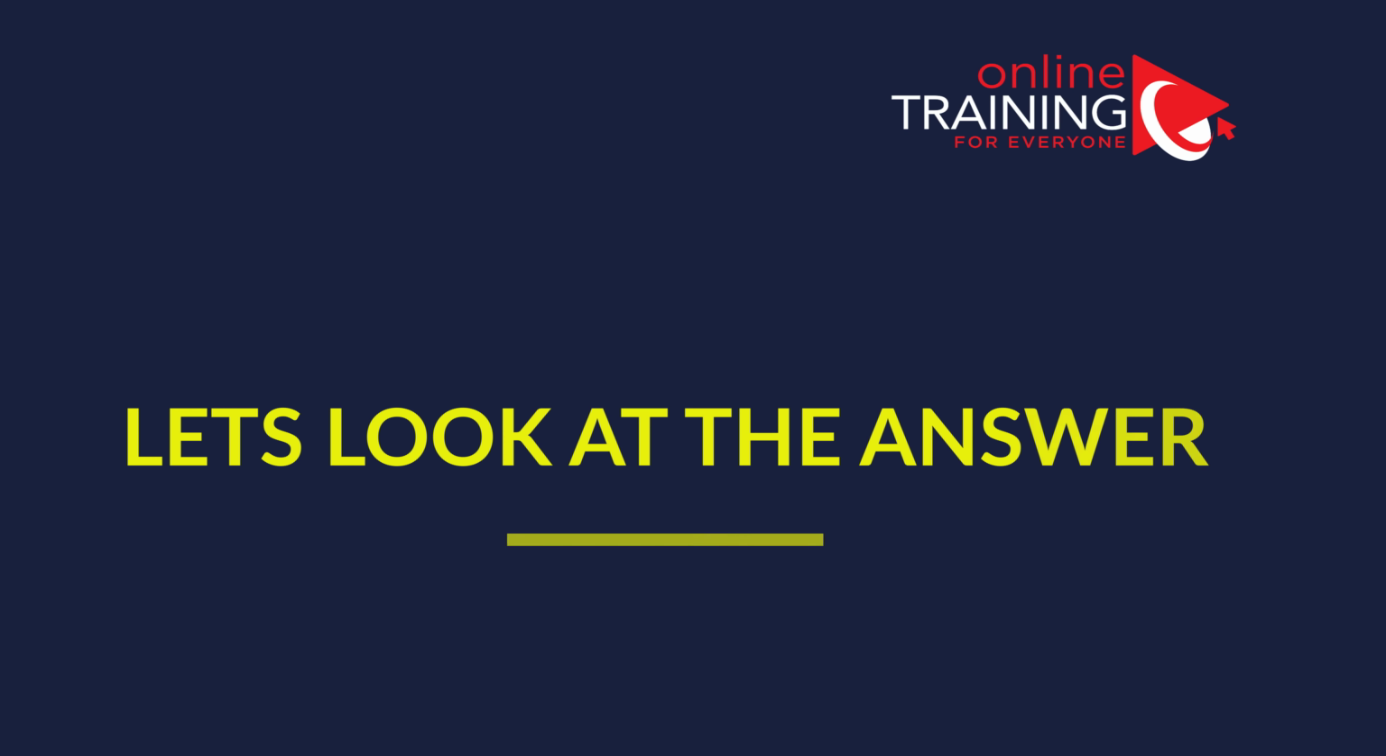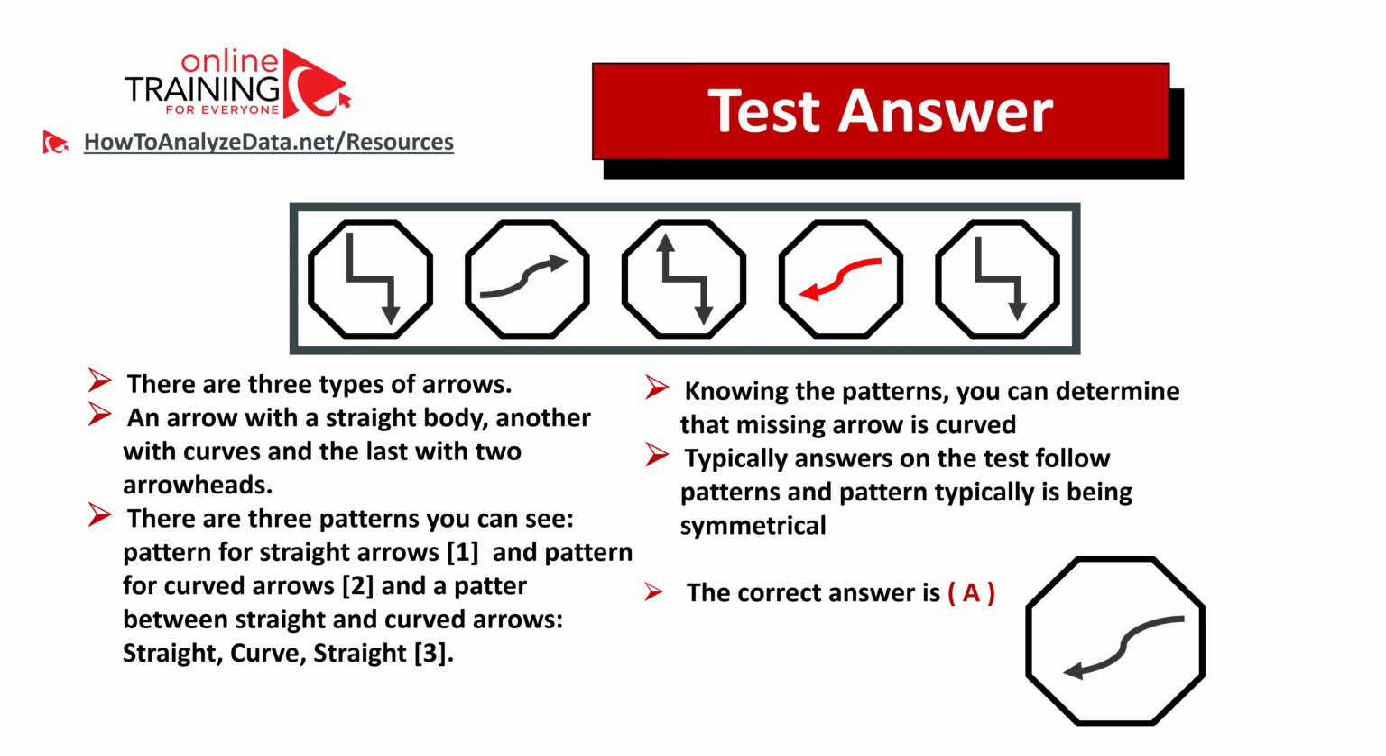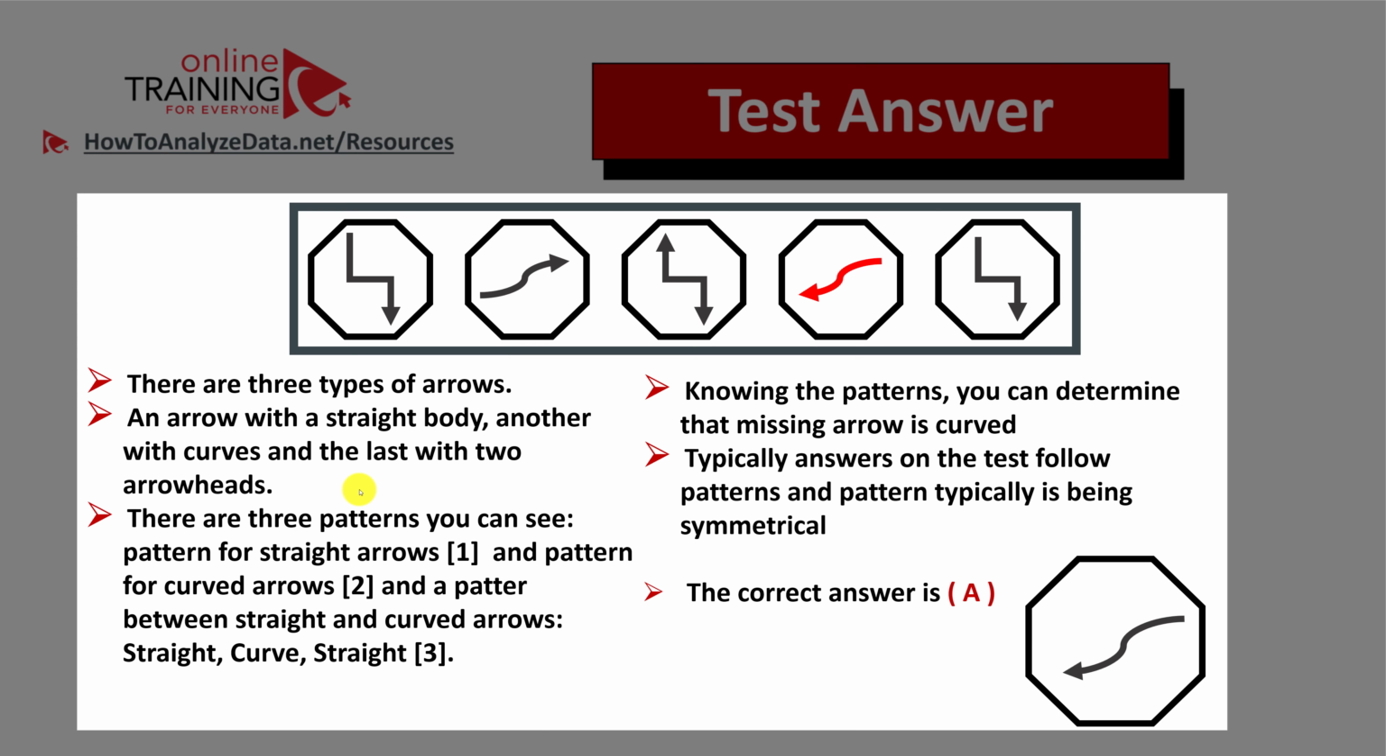Did you figure out the answer? Let's continue to see how we can solve this challenge and get to the correct solution together. Let me explain to you how you can come up with the solution on your own. What we see here is three types of arrows. We see an arrow with the straight body, another arrow with the curved body, and then we also see an arrow with two arrowheads. As usual, my recommendation is always look for patterns.